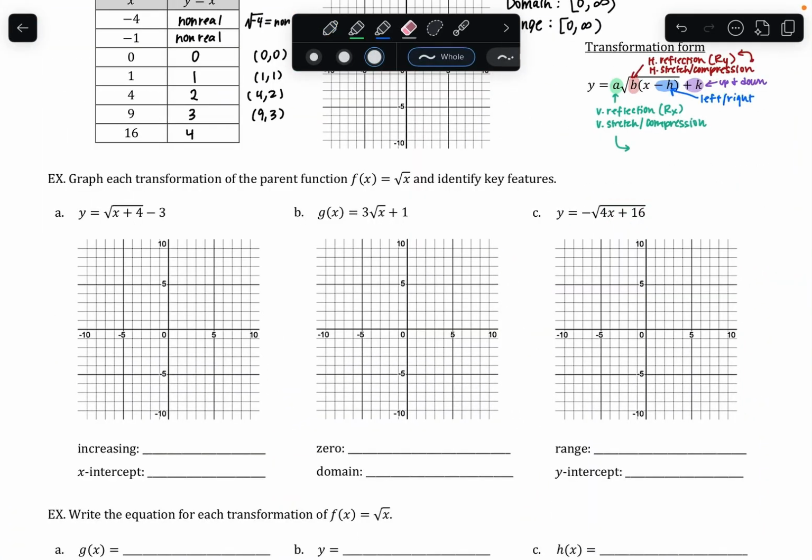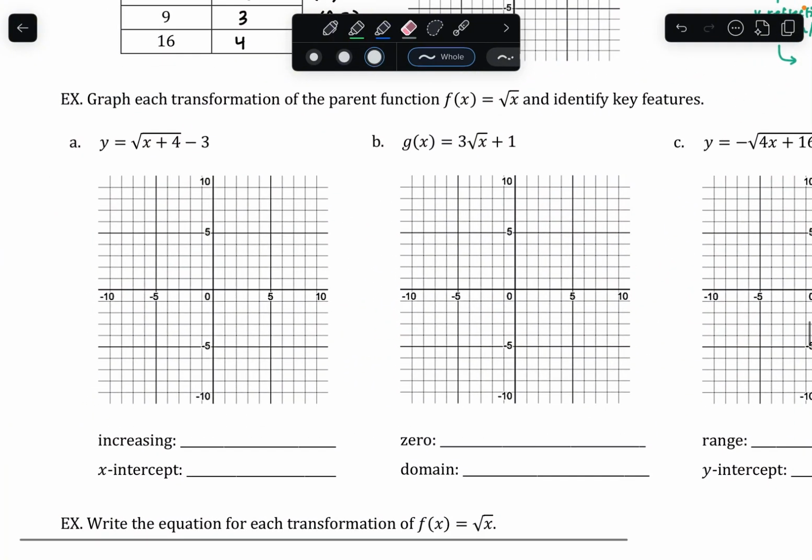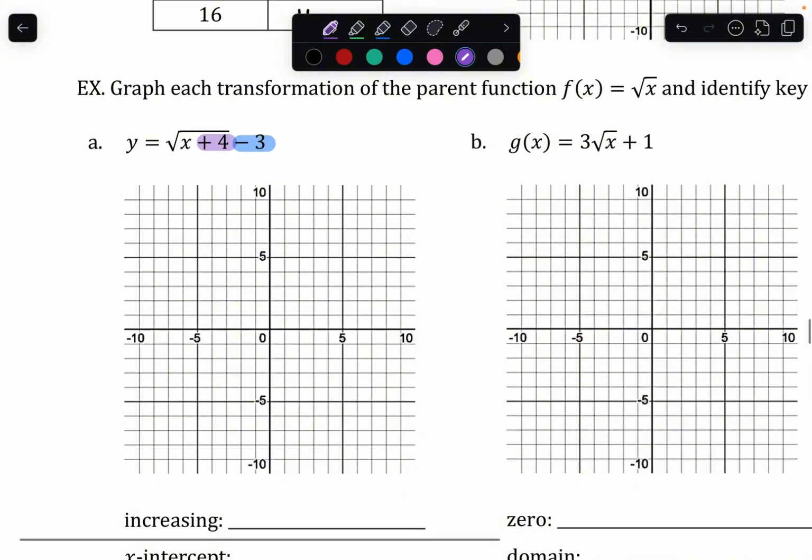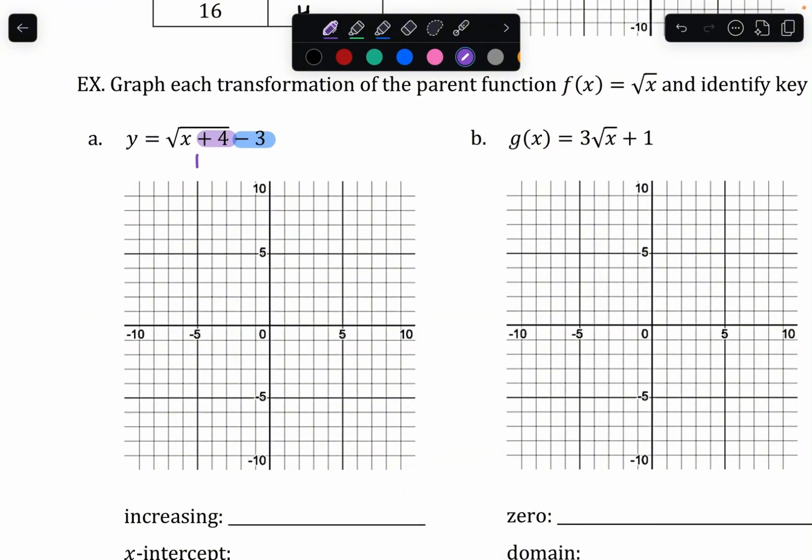All right, for this first example, the first thing I want to do is list the transformations. So I am seeing a +4 under the radical and then a -3 outside the radical. Anything under the radical happens in the horizontal direction and it's opposite. So this is left 4 and then the -3 outside is down 3.